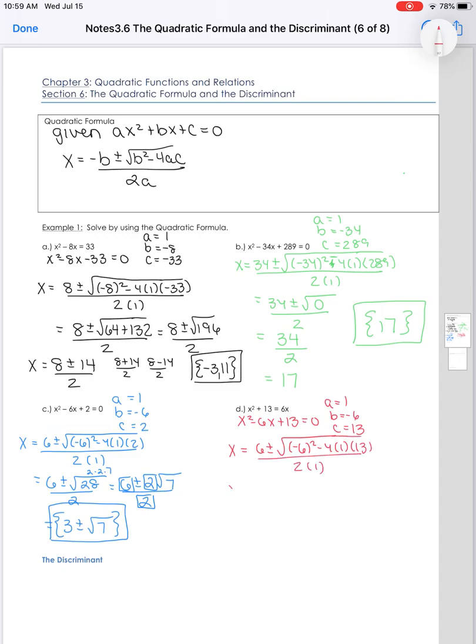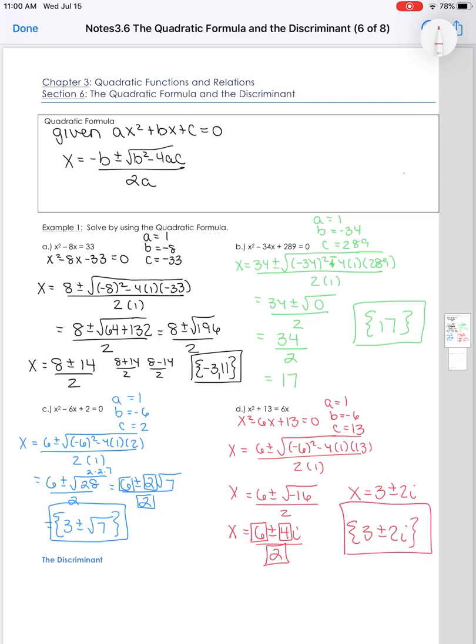And then a is 1, b is negative 6, and c is 13. So then I get x equals negative b plus or minus the square root of b squared minus 4ac, all over 2a. So I get 6 plus or minus the radical of negative 16, over 2. So we see a negative under the radical, which means we're going to have i's. So x equals 6 plus or minus, well, the radical of 16 is 4, so the radical of negative 16 is just 4i, over 2.